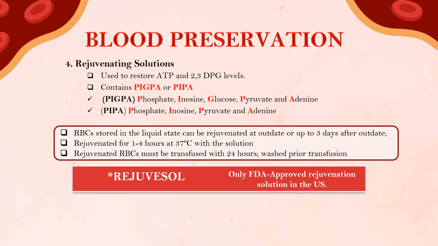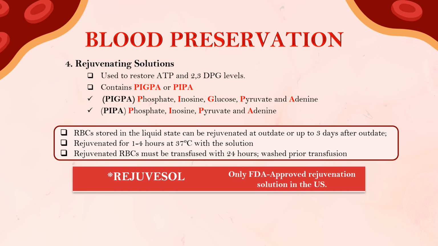Take note, class, that a rejuvenating solution specifically contains your PIGPA: phosphate, inosine, glucose, pyruvate, and adenine. However, in some instances, it only contains PIPA: phosphate, inosine, pyruvate, and adenine, without your glucose or dextrose. And the main action of this solution basically restores, or the term is to replenish, the depleted ATP and 2,3-DPG levels in RBC units.